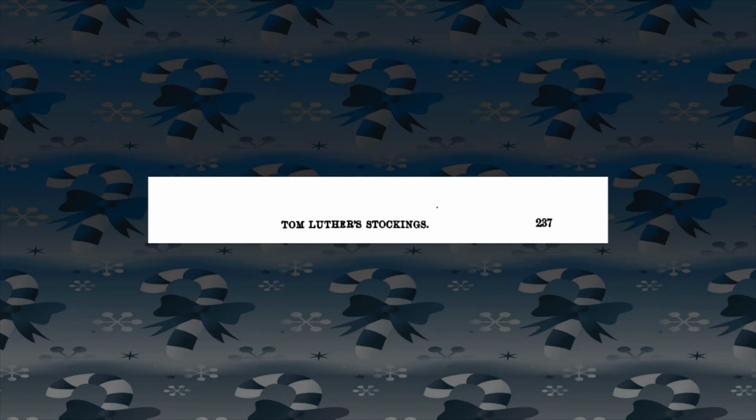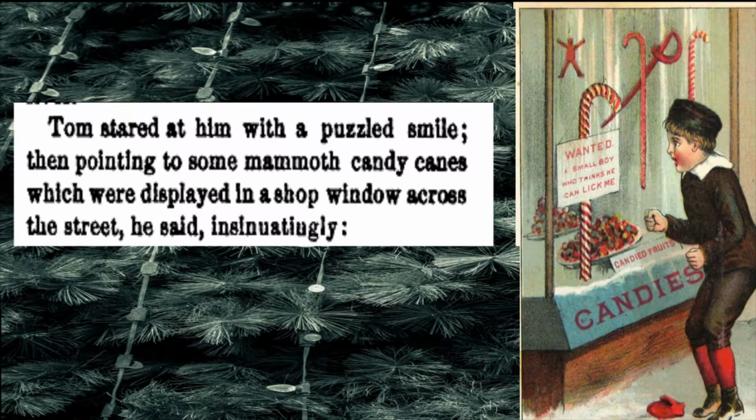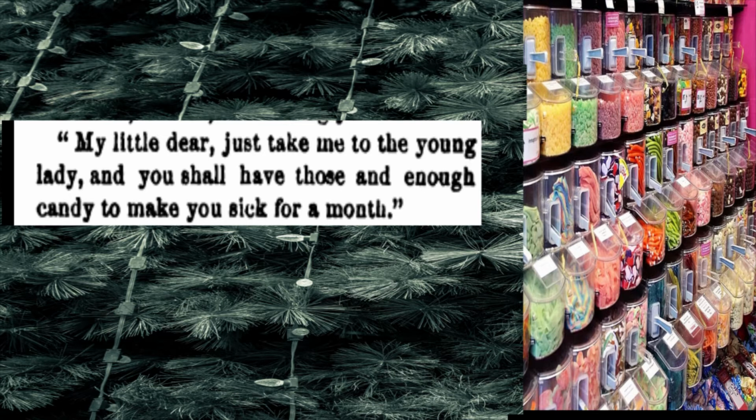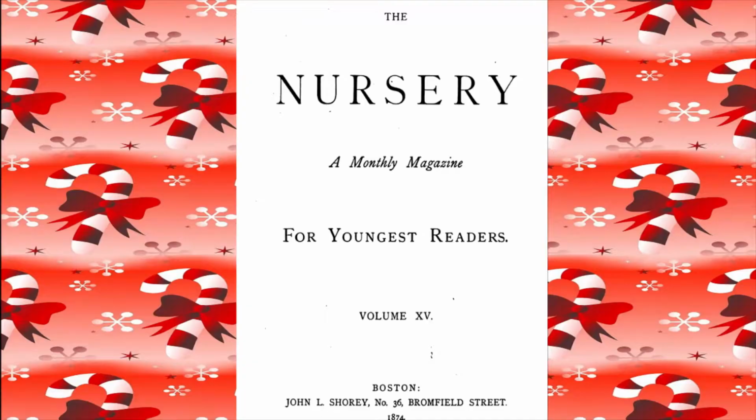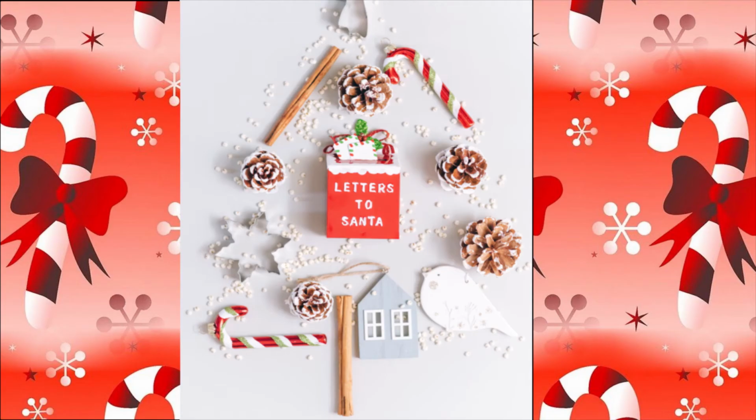In the paragraphs mentioned it says, Tom stared at him with a puzzled smile, then pointing to some mammoth candy canes which were displayed in a shop window across the street, he said insinuatingly, "My little dear, just take me to the young lady, and you shall have those and enough candy to make you sick for a month."